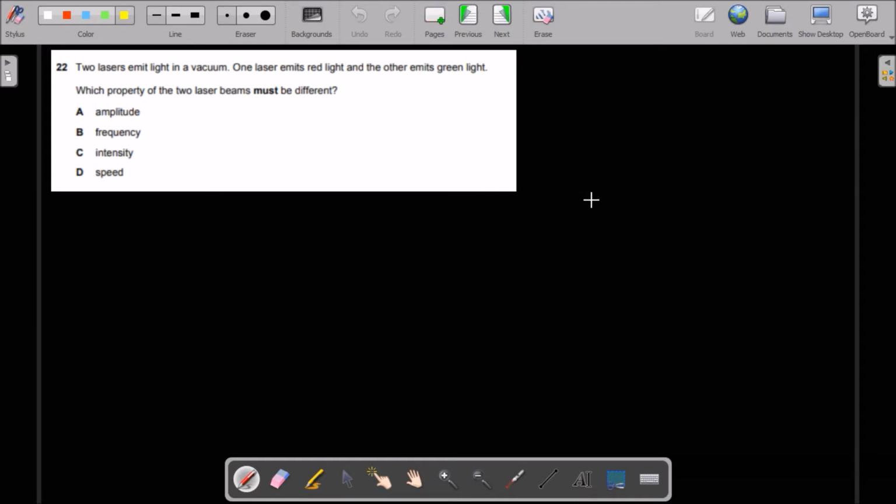Question 22. Two lasers emit light in a vacuum. One laser emits red light and the other emits green light. Which property of the two laser beams must be different? Okay, in this question, you know that color depends on frequency. So color of light depends on frequency. That's why B is right, because color of light depends on frequency of light.